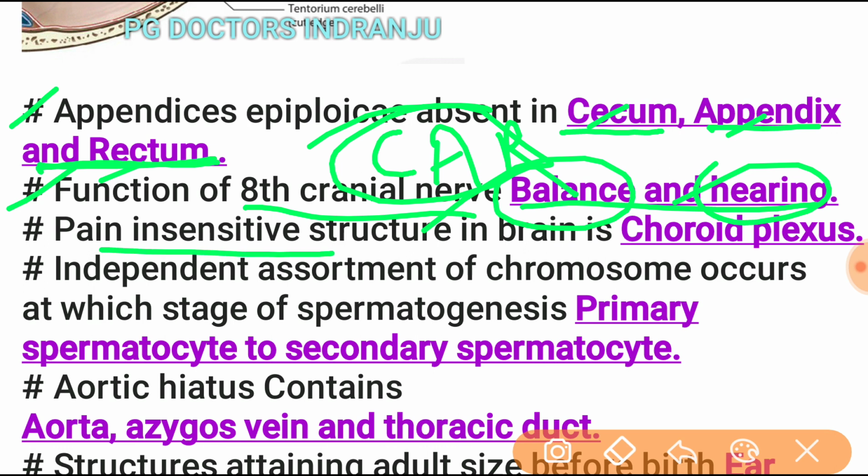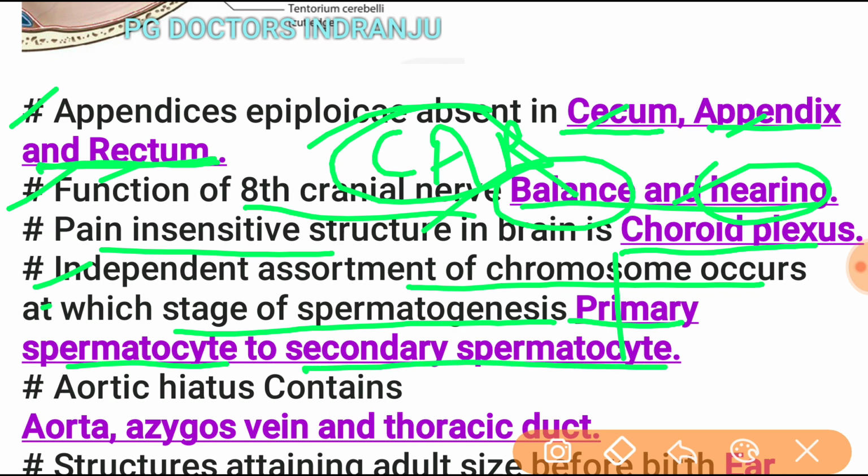The pain insensitive structure in the brain is the choroid plexus. Independent assortment of the chromosomes occurs in which stage of spermatogenesis? It is the primary spermatocyte. When converted into the secondary spermatocyte, independent assortment of the chromosomes takes place.